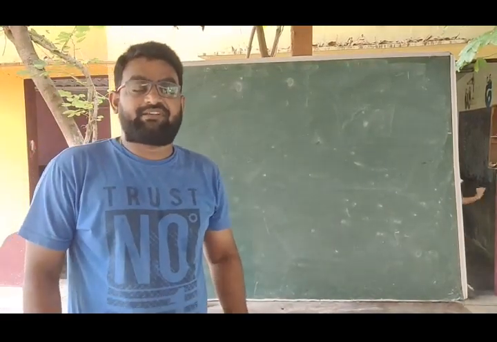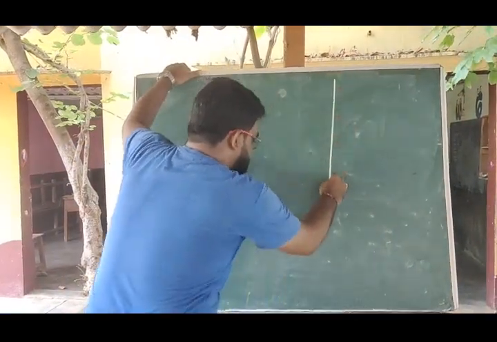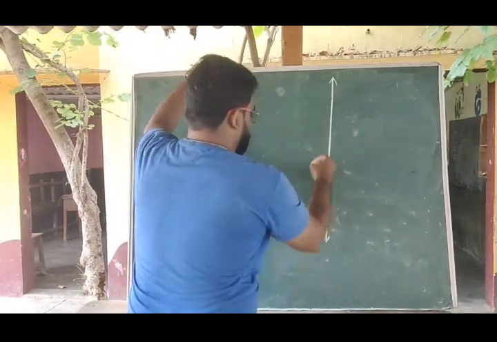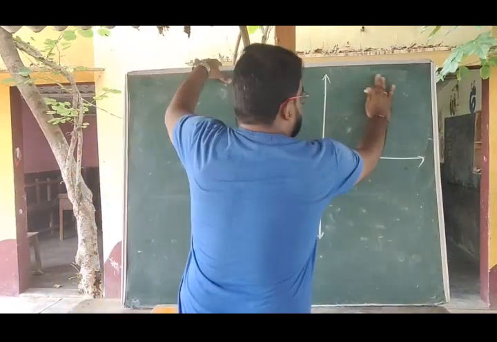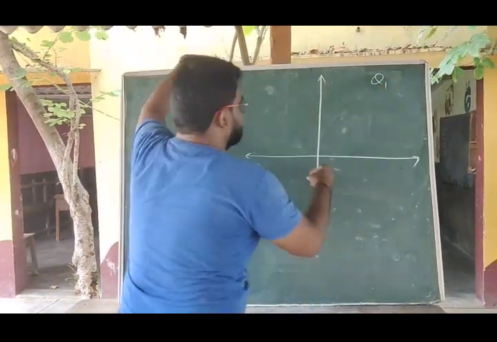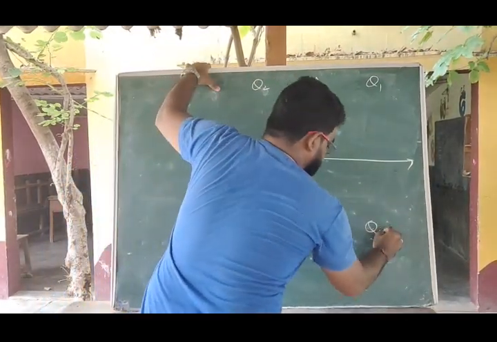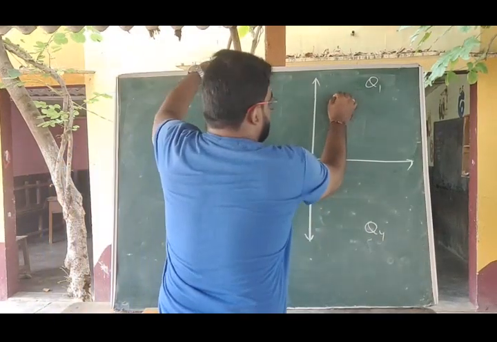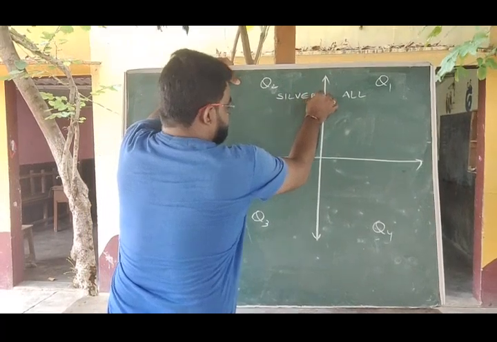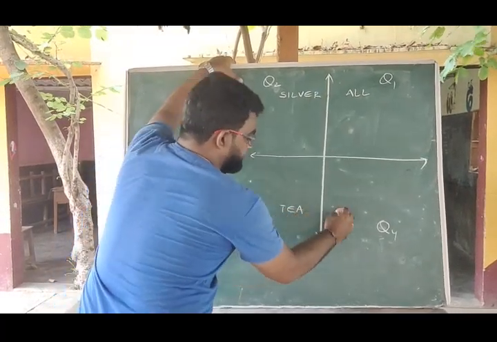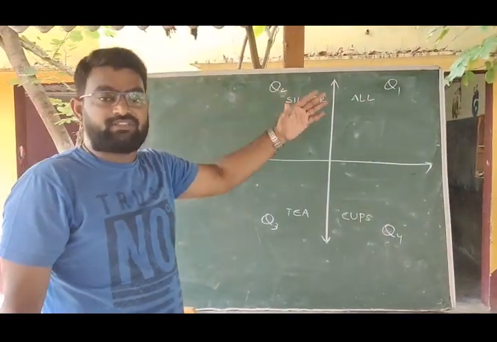We are going to explain auxiliary angles in trigonometry. Okay, have a look here. This is first quadrant, second quadrant, third quadrant, and fourth quadrant. All, Silver, Tea, Cups, or we can call it as All Students Take Care also.